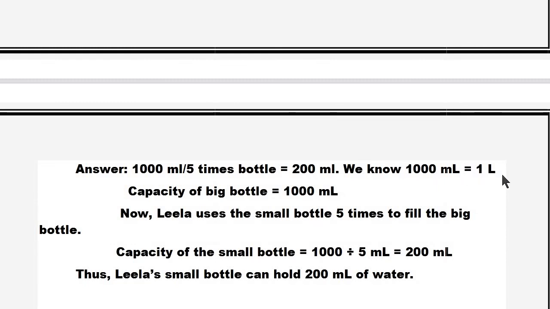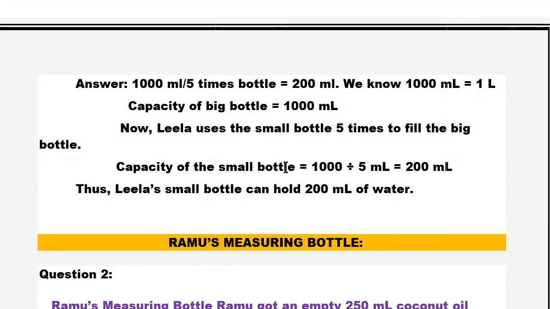We know that 1000 ml is equal to 1 liter. The capacity of the big bottle is 1000 ml. Now Leela uses the small bottle 5 times to fill the big bottle. The capacity of the small bottle is 1000 divided by 5 ml, which is equal to 200 ml. So Leela's small bottle can hold 200 ml of water. When Leela pours 200 ml 5 times into the big bottle, she gets 1000 ml. It means 1 liter.